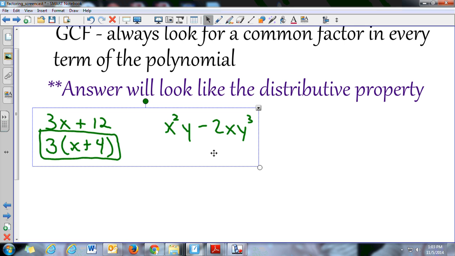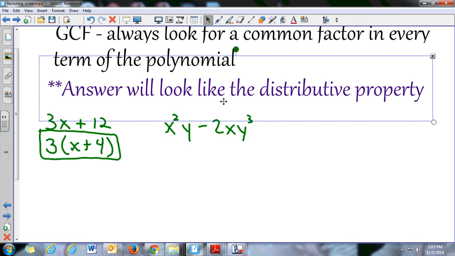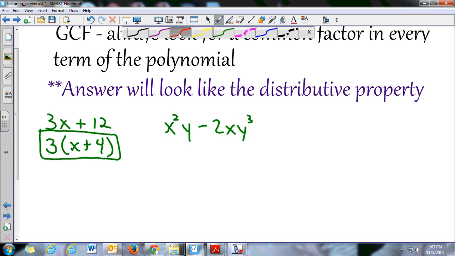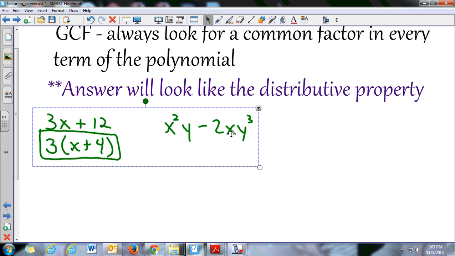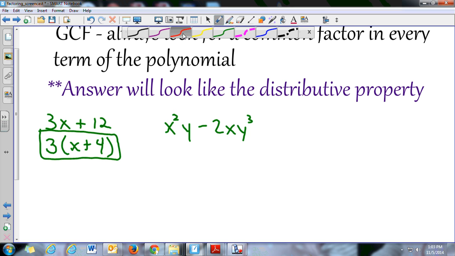But notice that both terms in my binomial here have an x and a y. So how much x do we have in common? This is x squared. This is x to the first. So the most they have in common is x to the first power. We've got y cubed, so the most they have in common is y to the first power. I can't take y cubed out of y to the first. It doesn't work that way. All right. So xy is what we're factoring out.